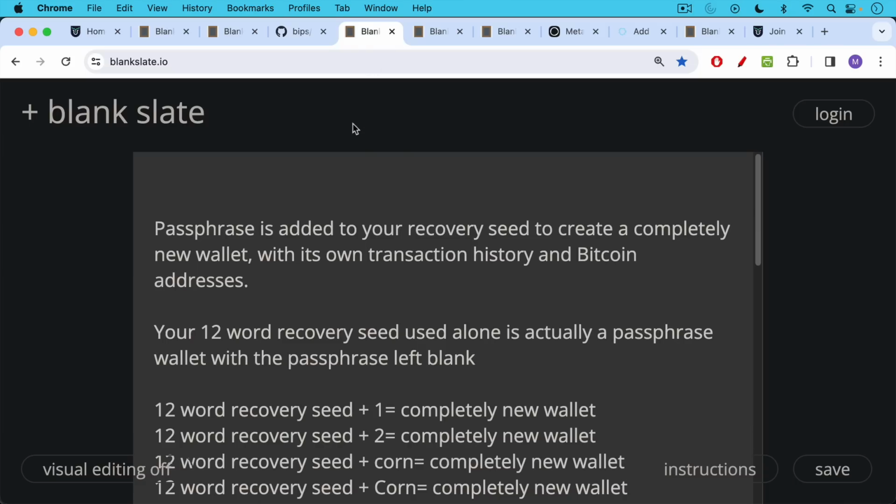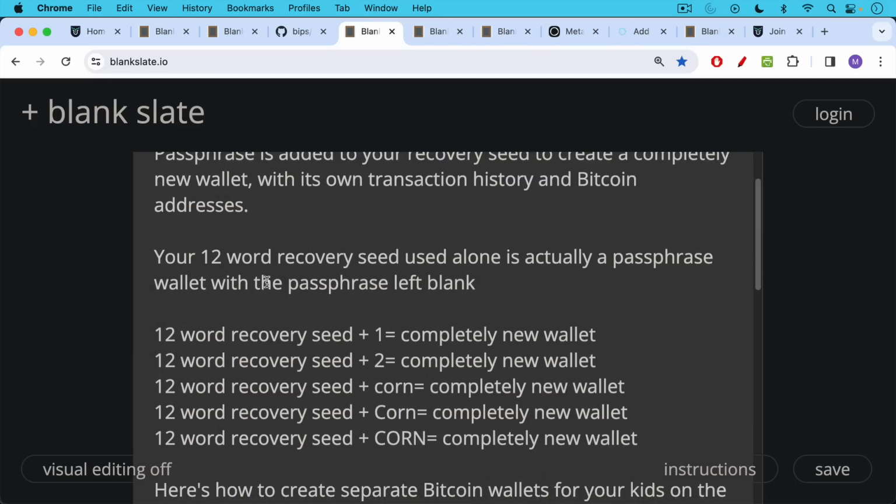So what we're going to be talking about in this video is something called the passphrase. And the passphrase is just a word or series of words that's added to your recovery seed in order to create a completely new wallet that has its own transaction history, has its own Bitcoin addresses. In fact, your 12-word recovery seed, when used alone, is actually a passphrase wallet with the passphrase part of it left blank.